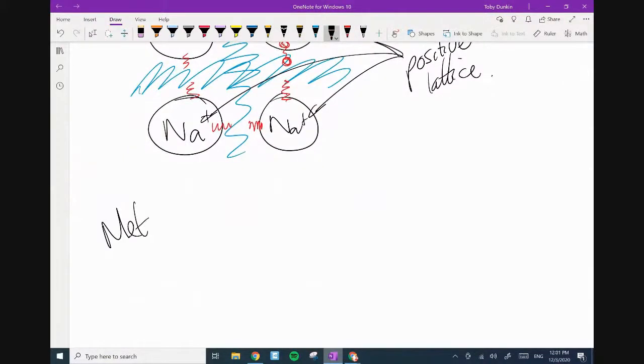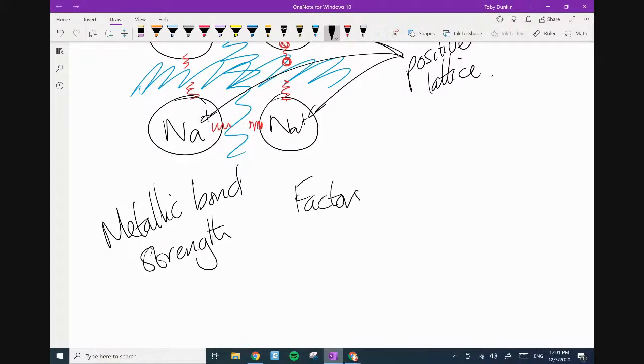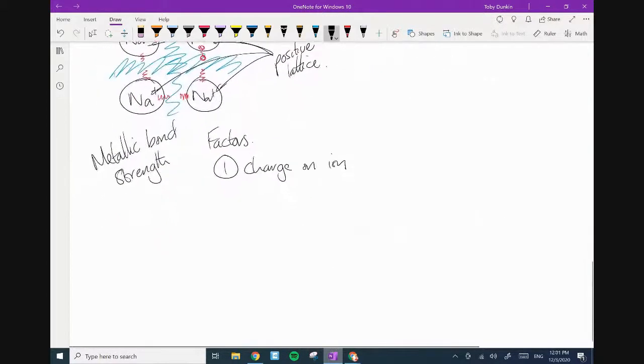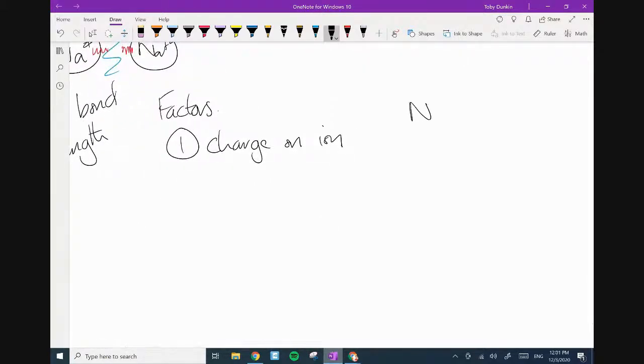So metallic bond strength. Let's do factors. Number 1, charge on ion. So if we have sodium compared to magnesium, immediately we know that sodium is going to be an Na+ ion and the magnesium is going to be an Mg2+. The 2+ is going to increase the strength.